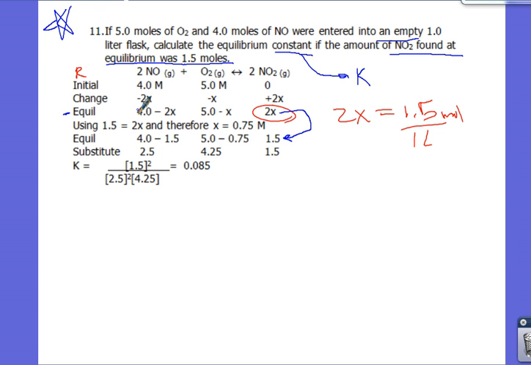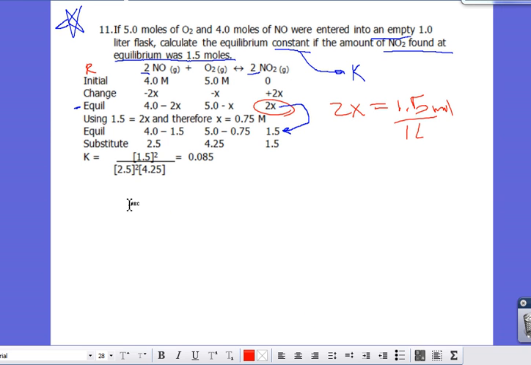Now I know that where this was 4 minus 2x before, that's 4 minus 1.5. This is 5 minus x, that's 5 minus 0.25. And 2x is still that. So I know the values at equilibrium. I can plug them into the expression. 1.5 squared, 2.5 squared, and just 4.25. That's probably one of the more annoying things kids miss. Annoying from your perspective, not from mine, is they've done all of this fabulous work. They've got NO2.